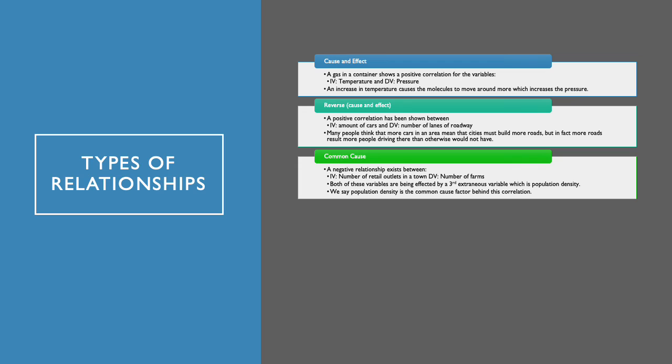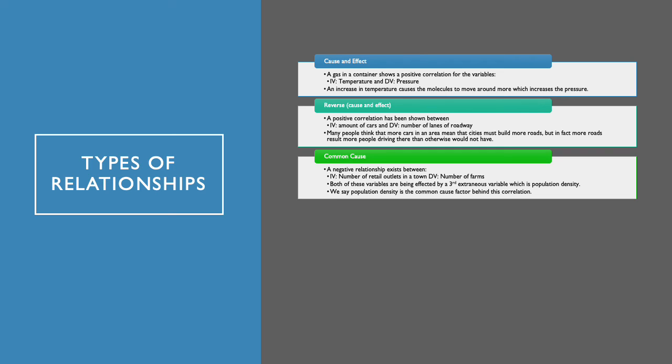Common cause could be a negative relationship existing between an independent variable, number of retail outlets in a town, and a dependent variable, number of farms. So the number of retail outlets is not causing more farms to pop up in town. The number of retail outlets is also not causing the number of farms to go down. What's actually causing both of these changes is probably population density.